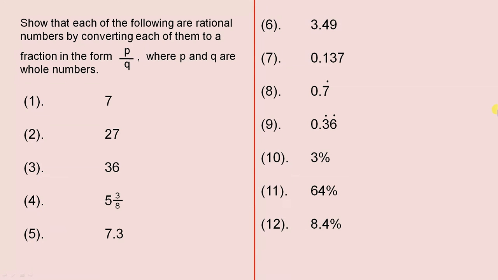So this video has given us a worksheet where we've been asked to show that these 12 numbers are rational numbers, and we have to change them, if possible, to a fraction in the form P over Q, where P and Q are whole numbers. And the next slide has a link which will take you to the lesson if you need help, and the lesson will explain how to do all of these examples.